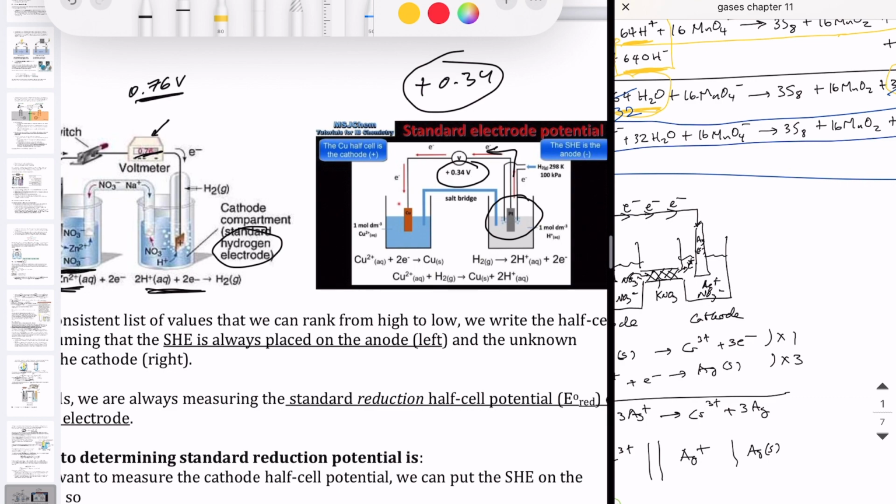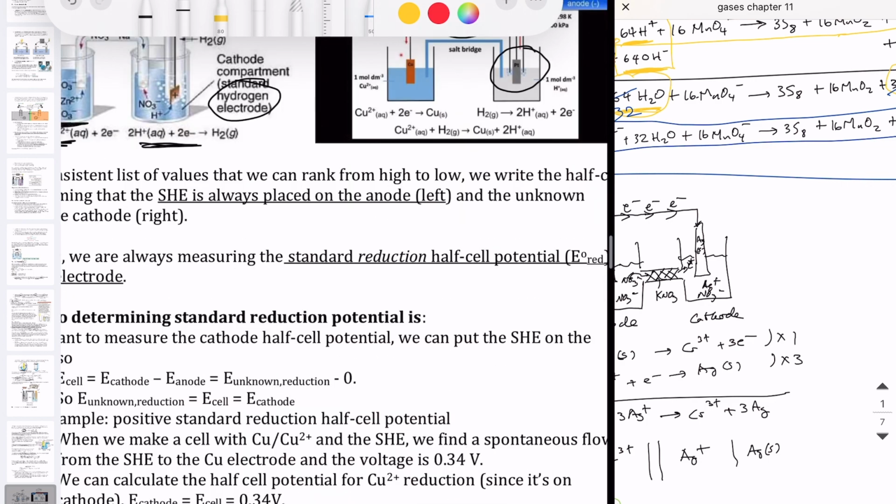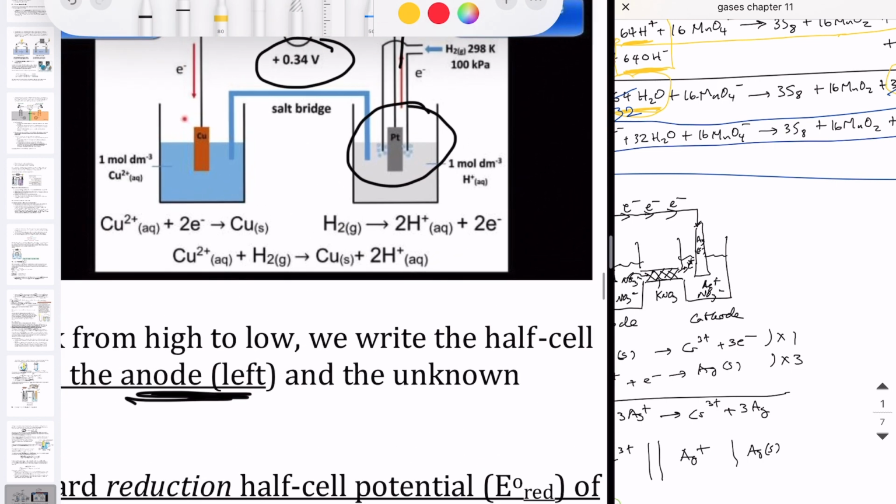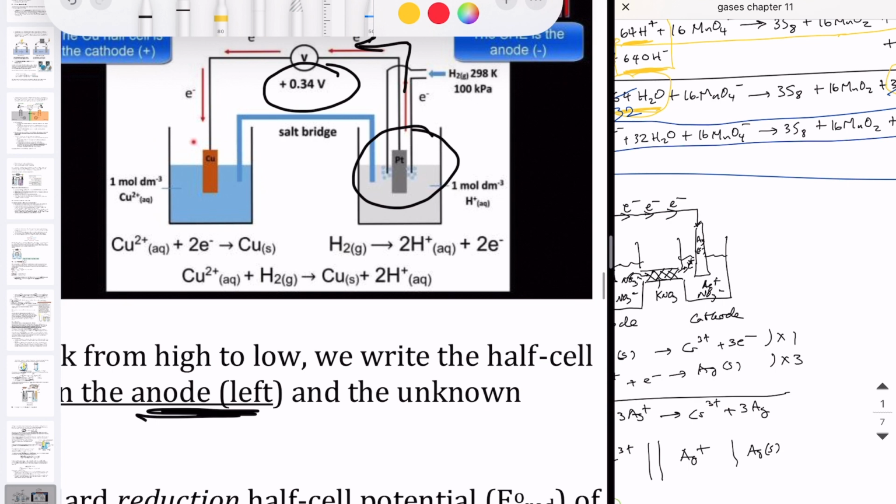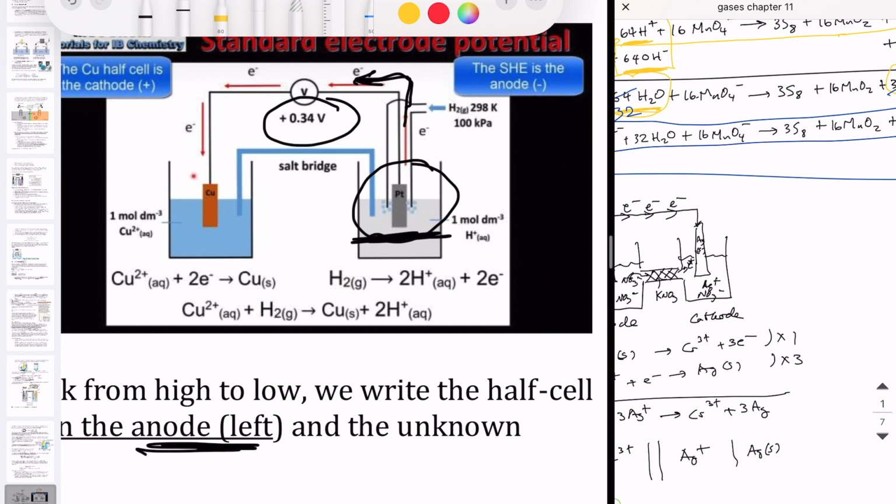I want just one way of remembering things. So in order to make it consistent, when we put these numbers in a table, we always place the standard hydrogen electrode on the anode side. In other words, every number is measured as if the hydrogen electrode is the anode. With respect to the copper, that's pretty easy because that's already the case here. The electron is flowing out from the standard hydrogen electrode, so that side is the anode, and this side is the cathode.